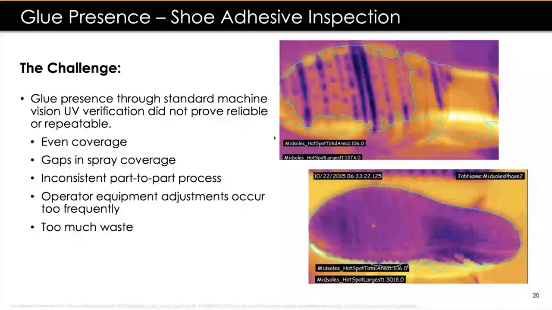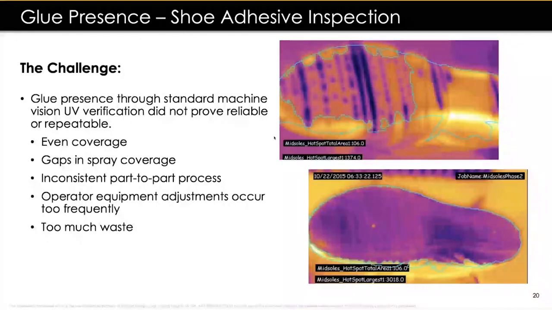There were other problems too: uneven coverage, gaps in the spray, and inconsistent part-to-part processes. From shoe sole 1 to 2, we would have inconsistencies. When the operator would see these things in the visual system, he would make adjustments to the machine, and by the time he made the adjustments, he'd see some errors and adjust back. It went back and forth too frequently, is what they were telling me. So it was constantly chasing the tail of tuning the process. And of course, they had way too much waste.